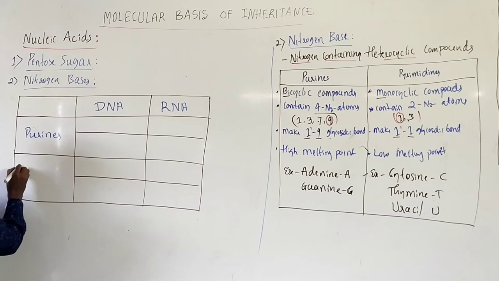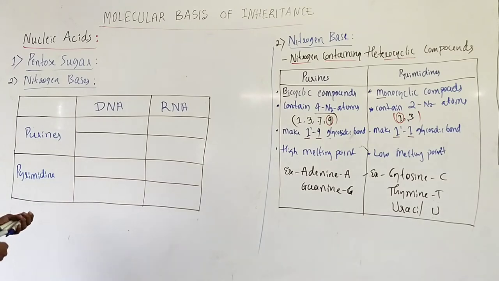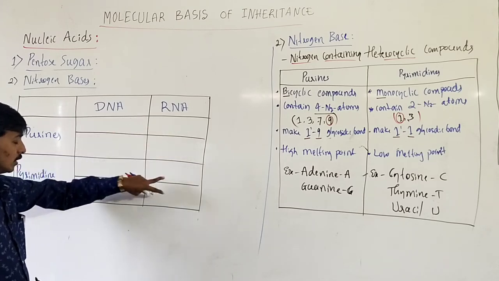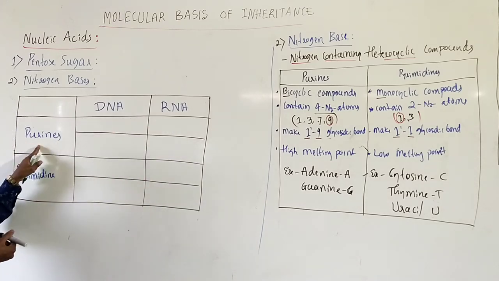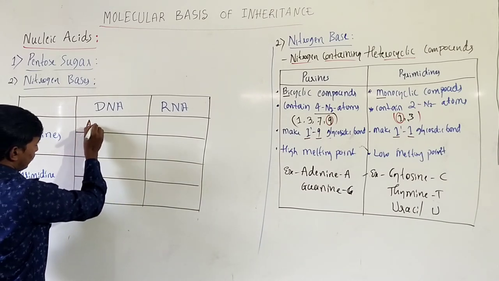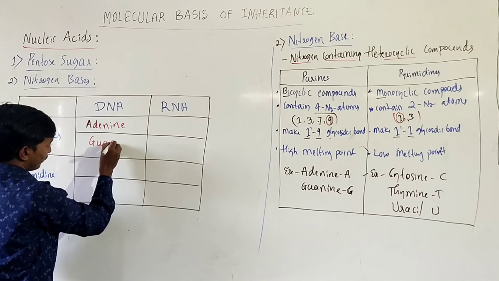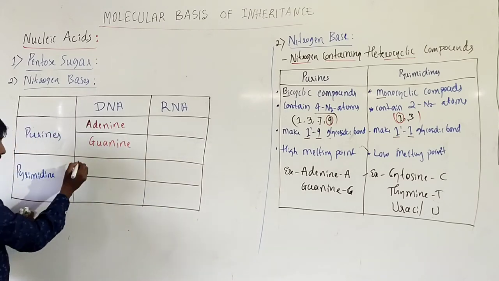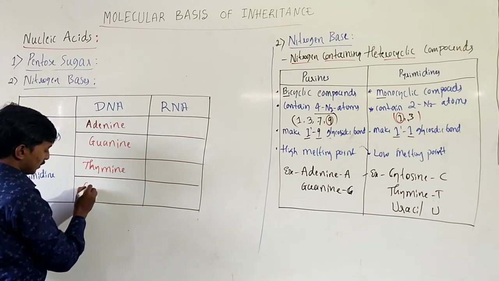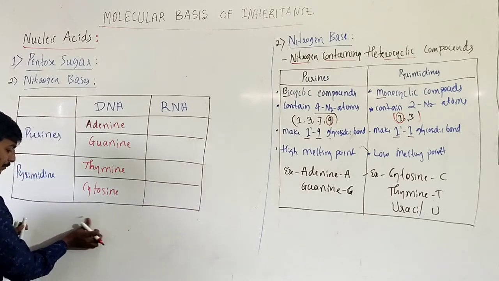I'll write pyrimidine. DNA has two purines, two pyrimidines. RNA has two purines, two pyrimidines. Purines in DNA are adenine and guanine. Pyrimidines are thymine and cytosine.